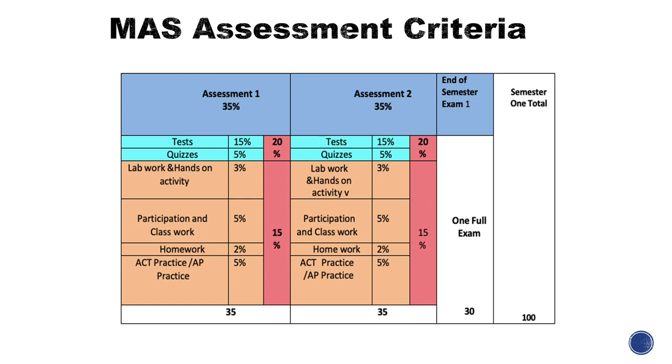Assessments 1 and 2 for the first semester overall grade include tests and quizzes, worth 20% of the overall grade. Lab work, hands-on activities, participation in class, homework, and ACT practice is worth another 15% of the overall grade. The end of semester exam, which is worth 30% of the overall grade, will be assessed in one complete exam. The exact breakdown applies to the second semester.